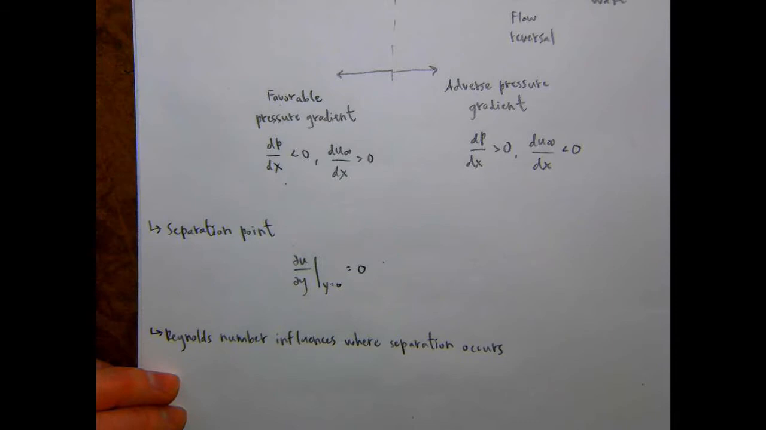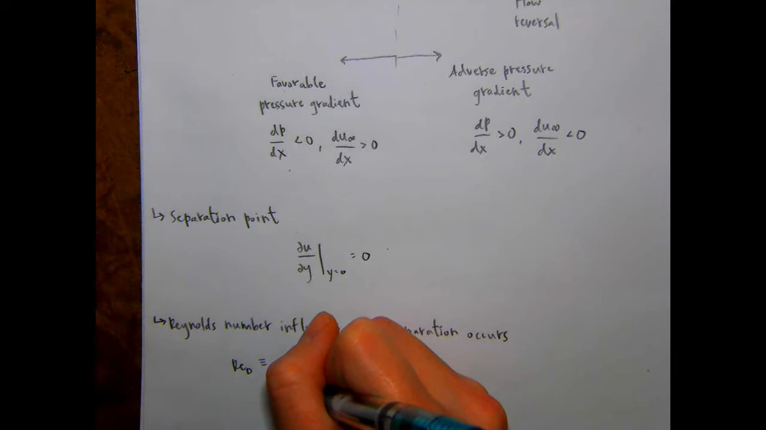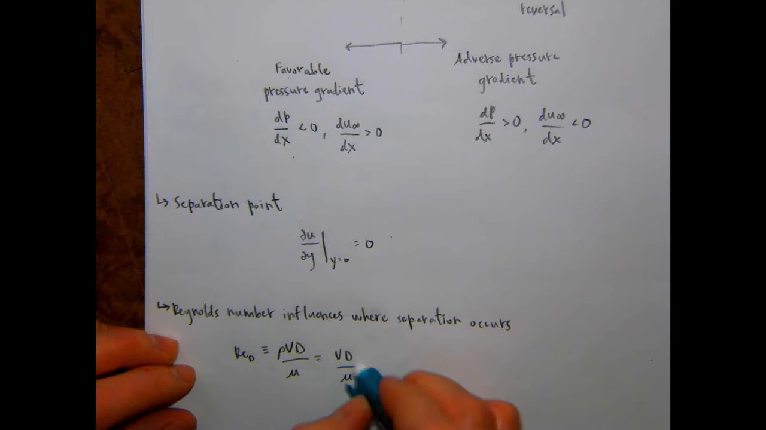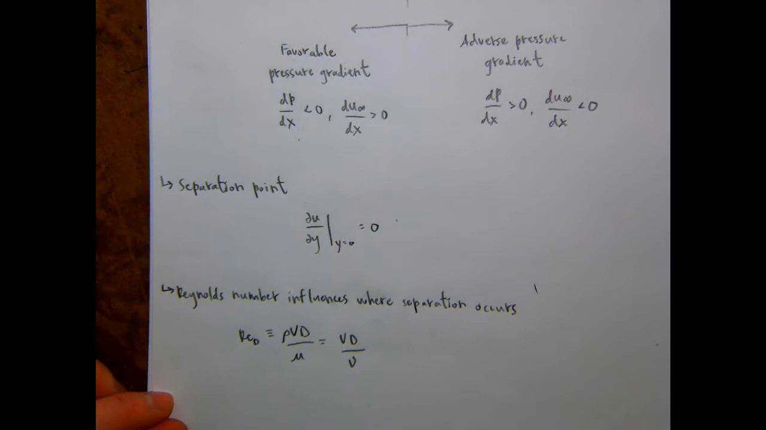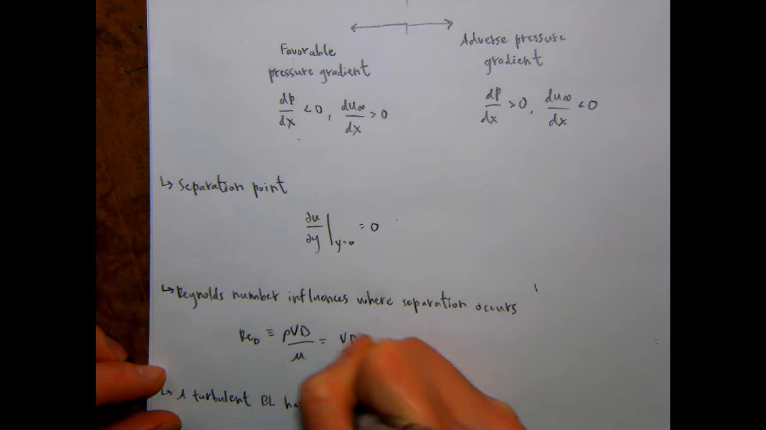And as I said, for a cylinder, your Reynolds number is defined based on the velocity and the diameter. The diameter is the characteristic length. So rho VD over mu, which is of course equal to VD over nu. And then we'll say a turbulent boundary layer has more momentum and will stay attached longer.